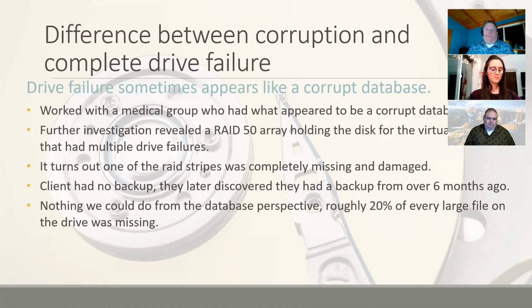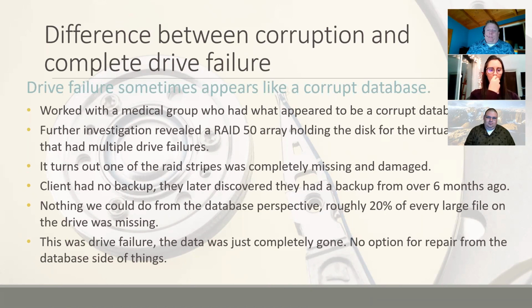When we look at that, that's not corruption. Corruption is areas where things are damaged that can be repaired. This is like the difference between a car getting a fender bender and being repaired, and your car being stolen. It's just gone at that point. There was no option from the database side to repair this in any way.